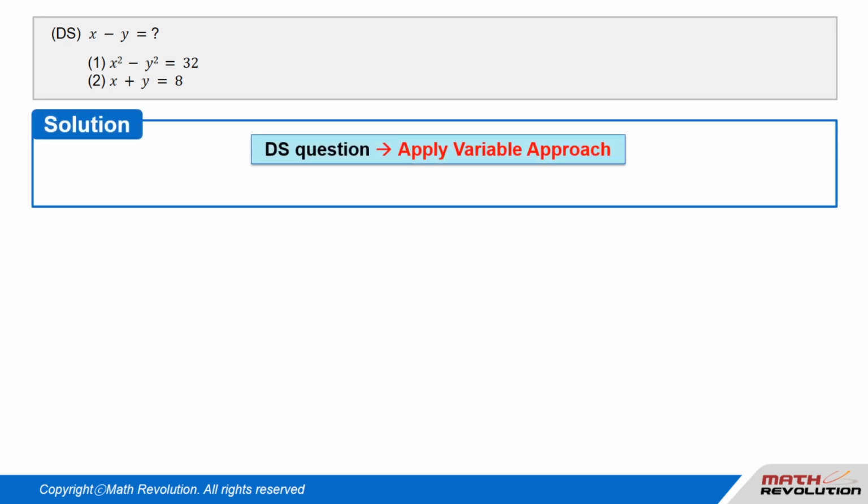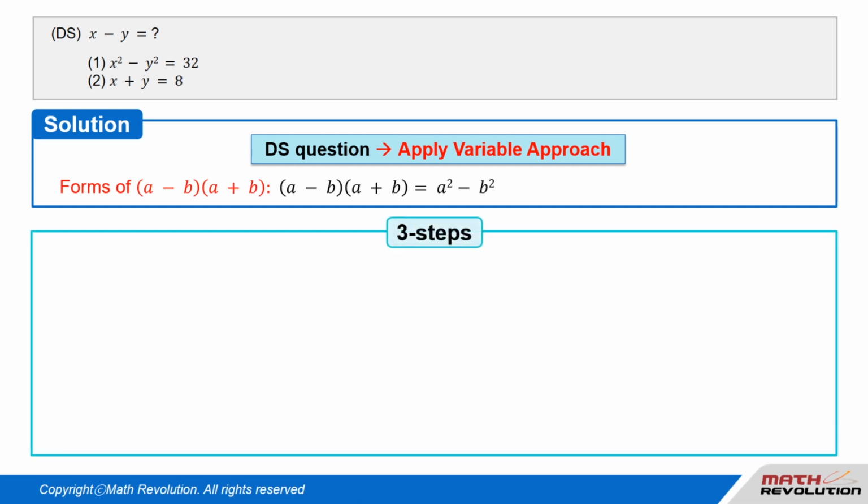Solution. Now we will solve this DS question using the variable approach. Algebraic forms. (a minus b) times (a plus b) equals a squared minus b squared. Let's apply the three steps suggested previously.